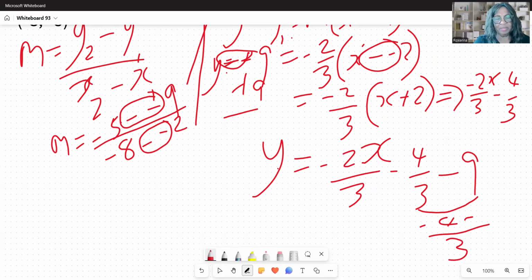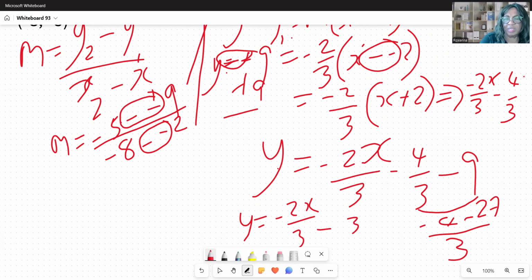So now I have y minus 9. So y minus 9 and this is y plus 9. So when I come over to this side, I have negative 27. So negative 27, negative 4 minus 27. If I add them up, I actually have 31. So y is equal to negative 2x over 3 minus 31 over 3.